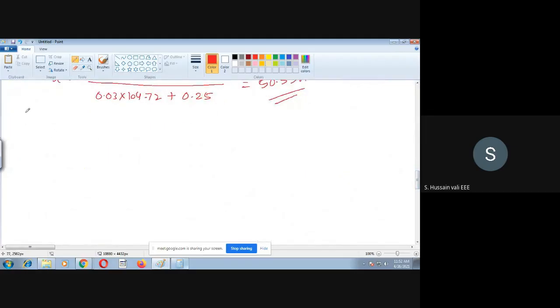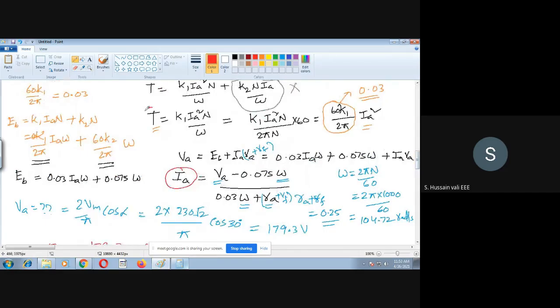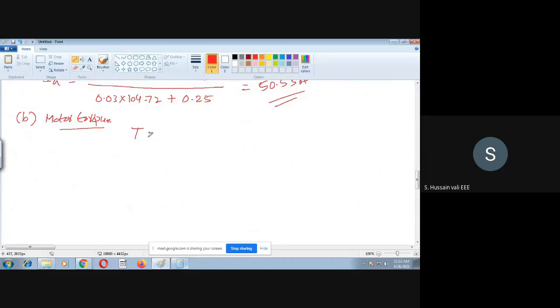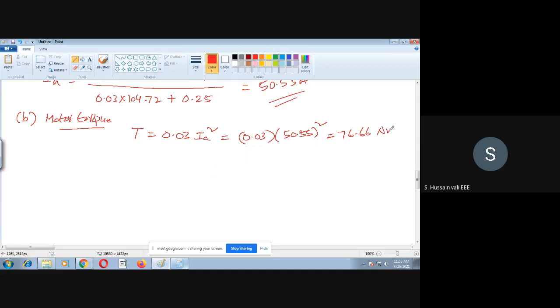Please recall the motor torque. So second question is motor torque. Just now we got an expression for the motor torque somewhere. Yeah, this one. T is equal to 60 K1 by 2 pi into Ia square. Already we know 60 K1 by 2 pi is 0.03. So we'll write directly here. T is equal to 0.03 into Ia square, 0.03 into 50.55 square. We'll get the torque. 76.66 Newton meter. So this is the torque.